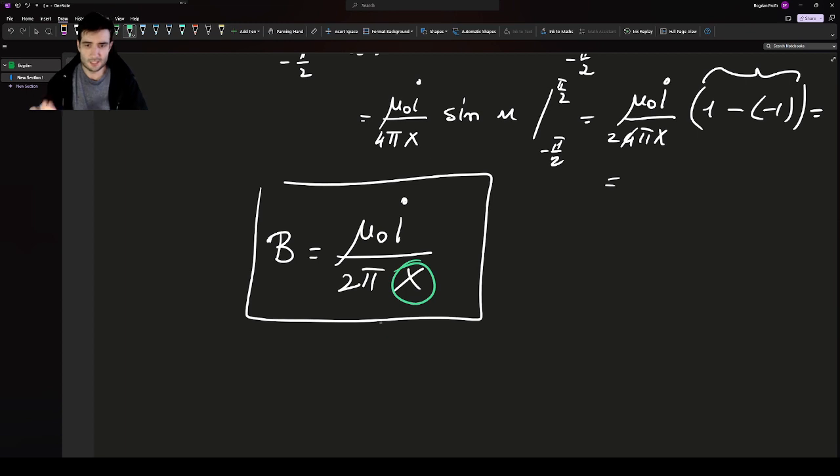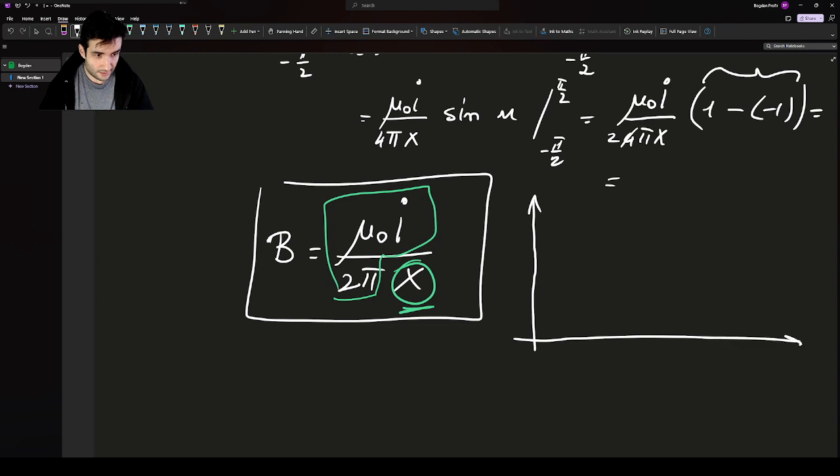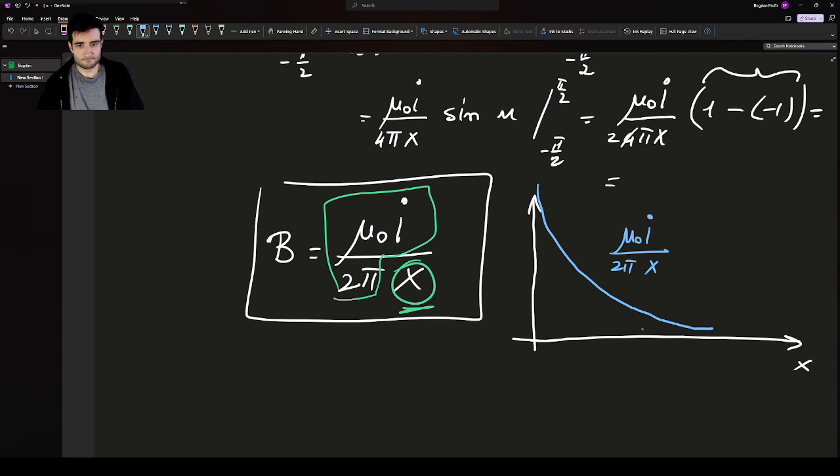So what you can see is that this depends on this constant, assuming that the current is constant, and it's inversely proportional to x. So if you want to plot it, imagine my y-axis in this graph is the wire itself and x is the distance away from it. Then the magnetic field actually tends to infinity as you approach the wire, and as you move away from it, it will approach 0 asymptotically, right? So this would be my mu 0 I over 2 pi x. And that's the end of the question.